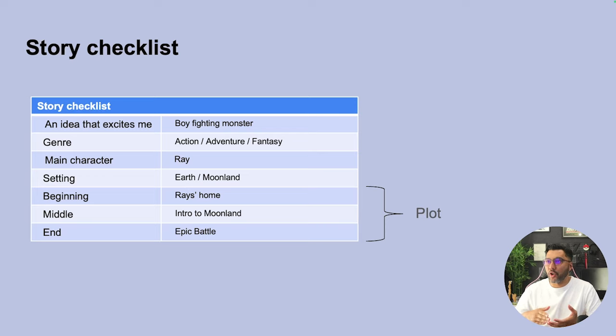And then have your genre, which in this case is action, adventure, fantasy. Have a main character that is your hero of the story, in this case Ray. A setting, which I knew was Earth and was going to be another world, but at the time of creating this I didn't know it's called Moonland, I just knew that I wanted to have a boy go from one world to another. And then have your beginning, middle, and end, which in this scenario starts at Ray's home, introduces him to Moonland, and then has some epic battle at the end.